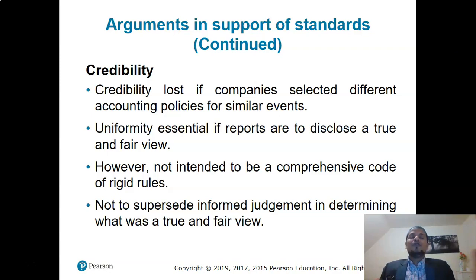And it should be uniform to other organizations, right? Uniform to a particular standard. It should provide the true and fair picture of the organization in the financial statements, right?